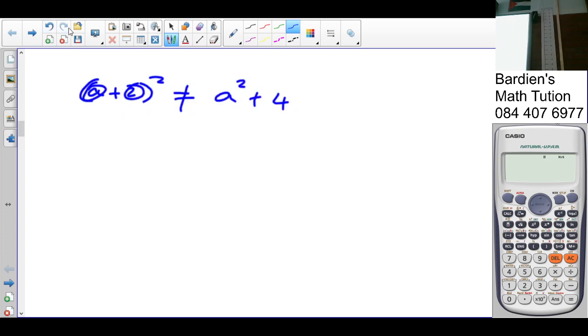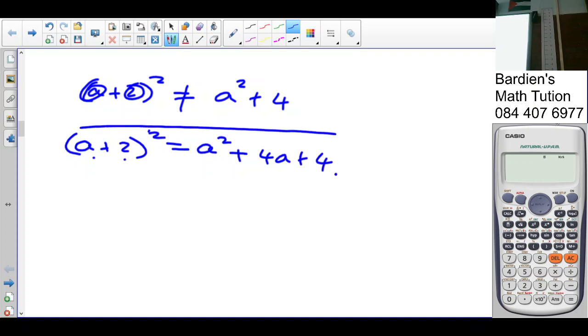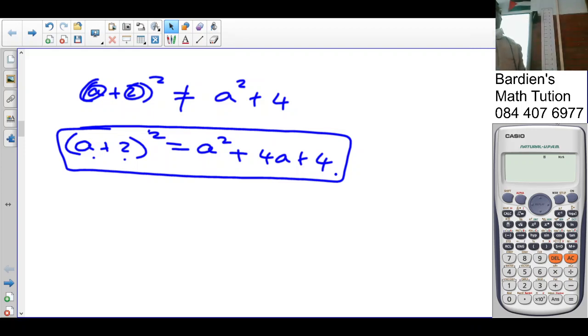I want to draw your attention to the fact that a plus 2 squared is actually equal to, you must square this binomial: square the first term, the first times the second times 2 is going to give you 4a, and the last term squared. That is what they want you to make sure that you link those two together. And that is never the case, that you just square the first and the last term. If the learners make a mistake, that is the mistake they are making. And often it's that.